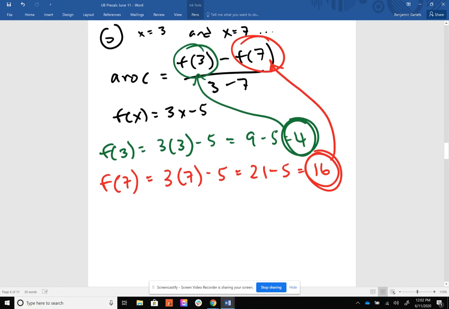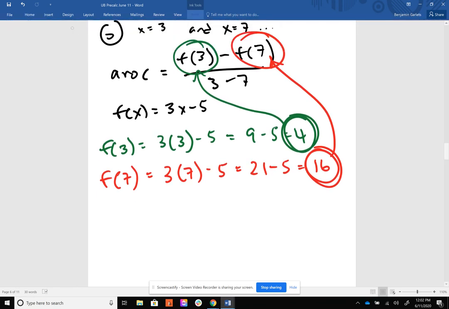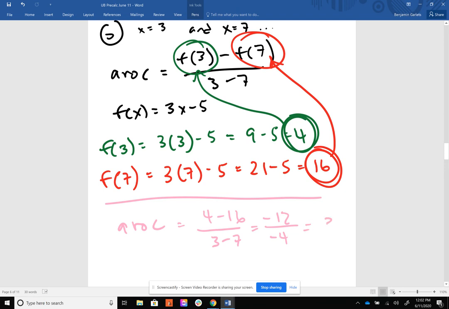And so now we do the average rate of change. We take the difference in the y values. So average rate of change is 4 minus 16 over 3 minus 7. So I get negative 12 in my numerator. I get negative 4 in my denominator. Negative divided by negative is a positive. 12 divided by 4 is 3.